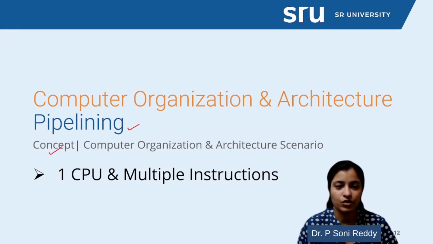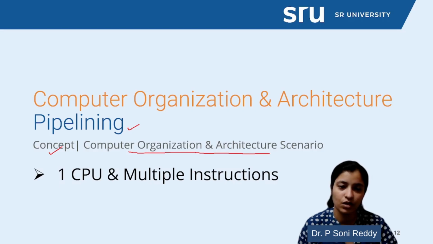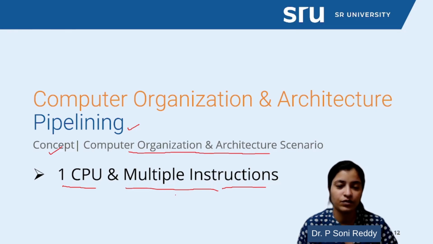Now, in this lecture, we are going to discuss the concept of pipeline with the objective of understanding the concept in terms of a computer organization and architecture scenario, where we have a single CPU, a processing unit, and we have multiple instructions in the program. How this practical scenario will be implemented in the computer system, where parallel processing can be done when we are executing one program, will be studied in this lecture.